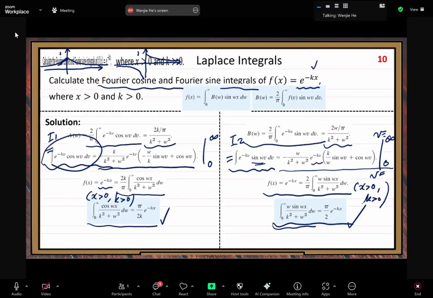So let's take a 10-minute break. After the break, we will study another important topic, the Fourier transform topic.